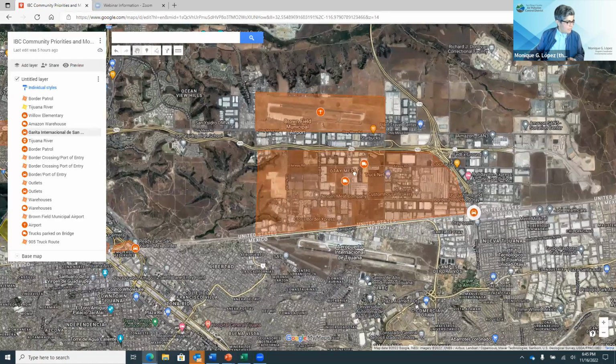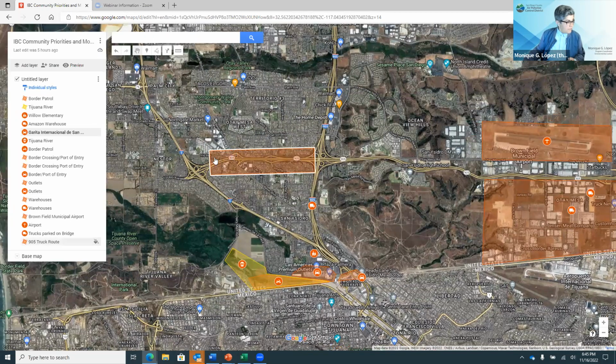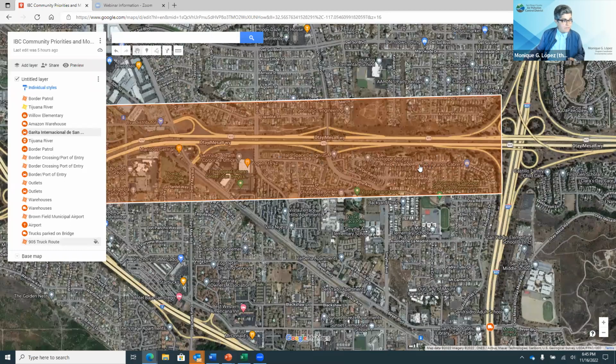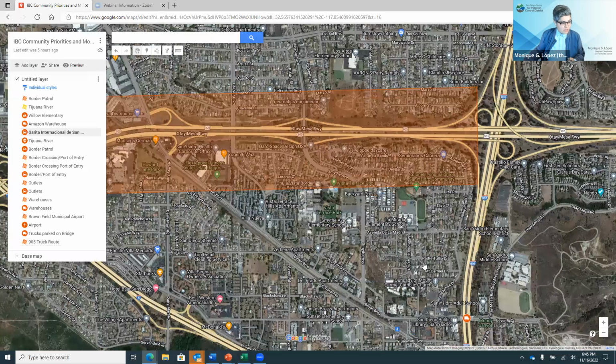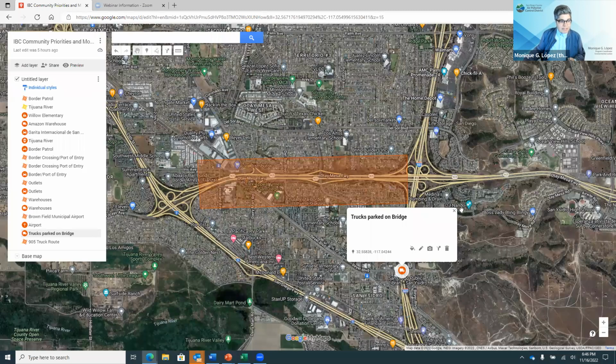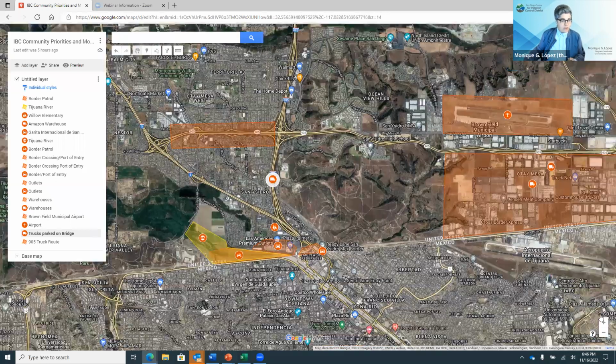Sorry to be making folks a little bit dizzy. Two last spots. We also heard from folks concerns around the impact of this particular corridor, the 905, and how that's impacting the nearby communities as well. And then lastly, this area right here, trucks being parked on the bridge here, right off the 805 as well. That's just a brief snapshot of what we've heard so far, but I'd love to hear from you all.